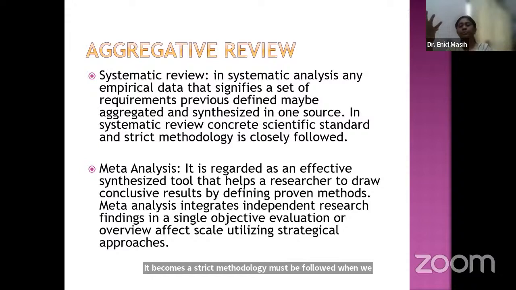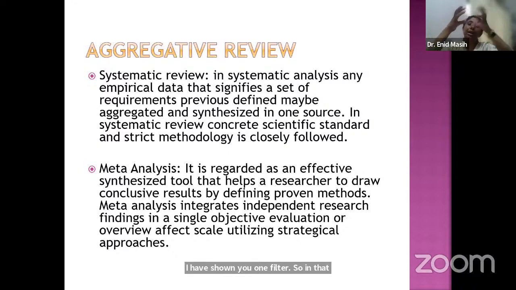Few slides back, I have shown you one filter. The main important role of that filter in a systematic literature review is to get the purest thing. Whenever we filter something, the main purpose of filtering is to get a pure form of any extract we are getting. So a systematic review basically follows the method. Each and every aspect is important whenever we follow a systematic review method.